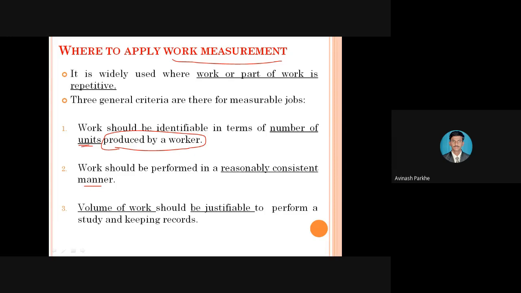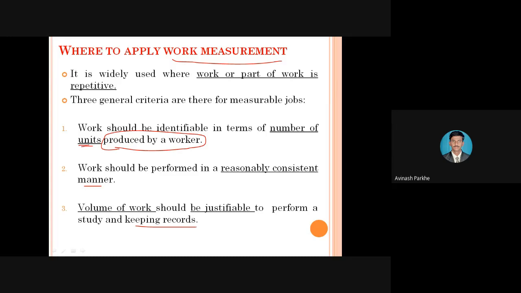So whatever task or work we are performing, it should be performed in a reasonable, consistent manner. There should be some proper output. Therefore, in that case also, work measurement plays a very important role. And third, the volume of work should be justifiable to perform a study and keep records. So whatever work we are performing, we have to give the justification. Whatever output we have obtained, it should have some meaning.